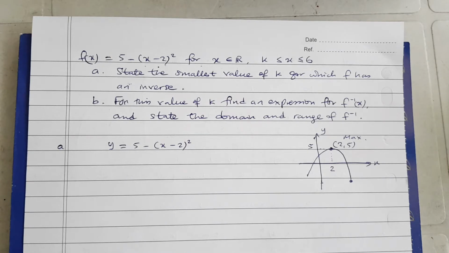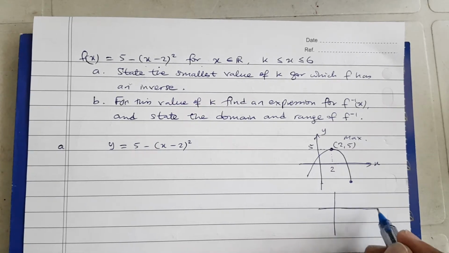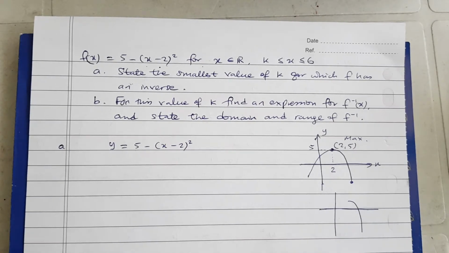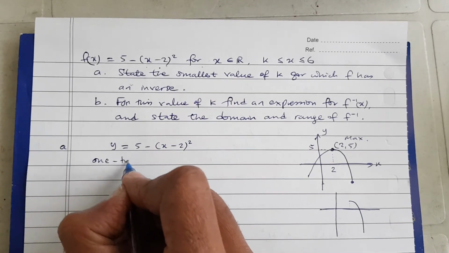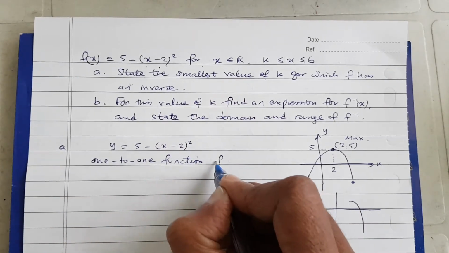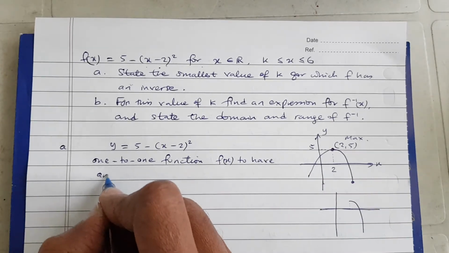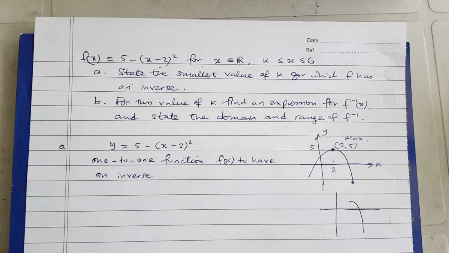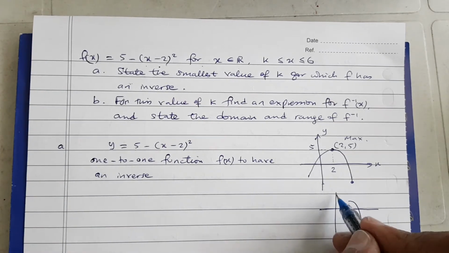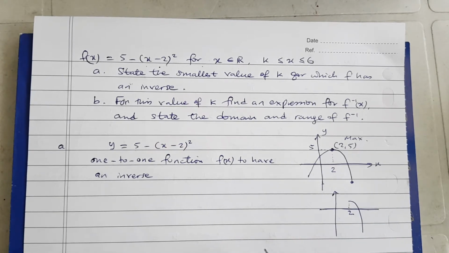Now we need to state the smallest value of k for which this curve has an inverse. If it has an inverse, then it's got to be a one-to-one function. It's got to be a one-to-one function for f(x) to have an inverse. That's what we need to understand. Therefore the value of k here is 2, so the smallest value of k will be 2.